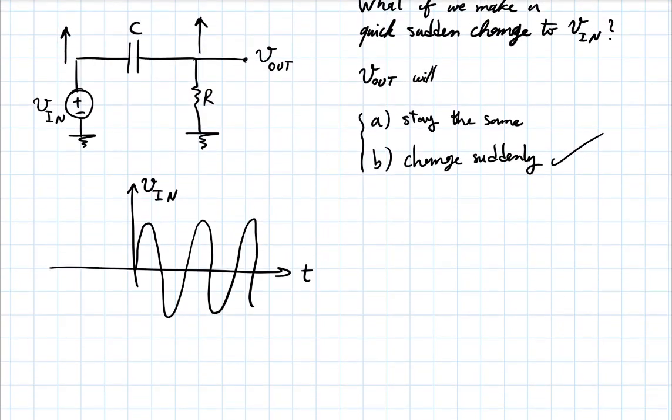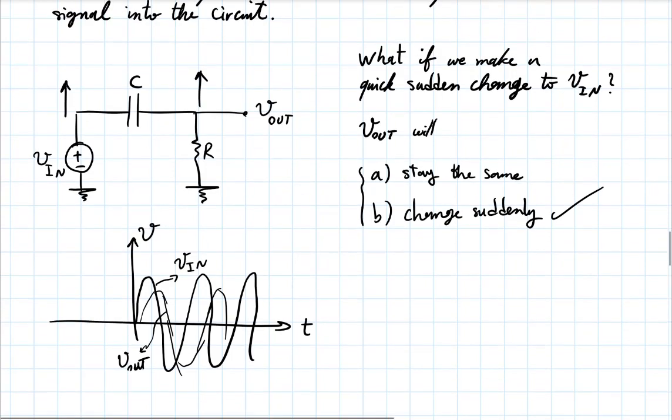I just argued that if your RC is large, this V out will kind of follow V in. If this is V in, your V out will be something like, maybe with some lag, maybe with some ratio, but it will tend to follow V in. This is what we are saying.